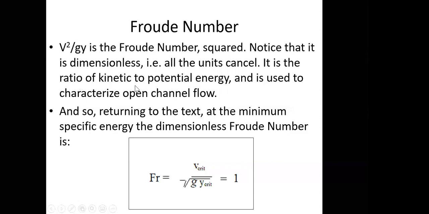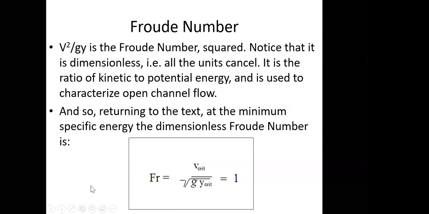And this is the ratio of the kinetic to potential energy. As we discussed before, it's used to characterize open channel flow as subcritical, supercritical, or critical flow. So at the minimum specific energy, the Froude number is equal to 1, which is the definition of critical flow. Above that is supercritical, below that is subcritical. So this is relevant to the Froude number and the specific energy topics.